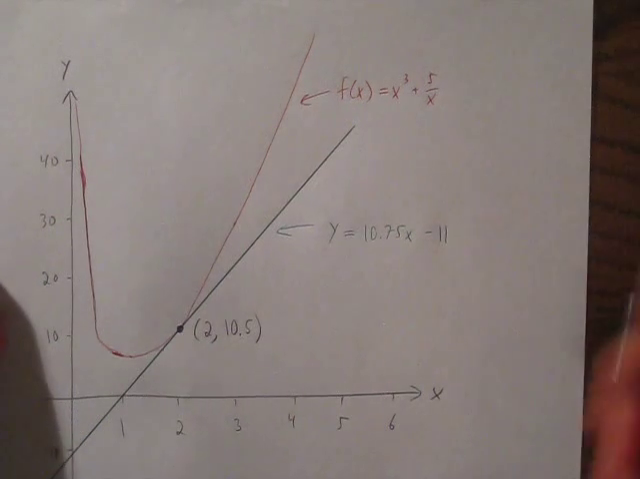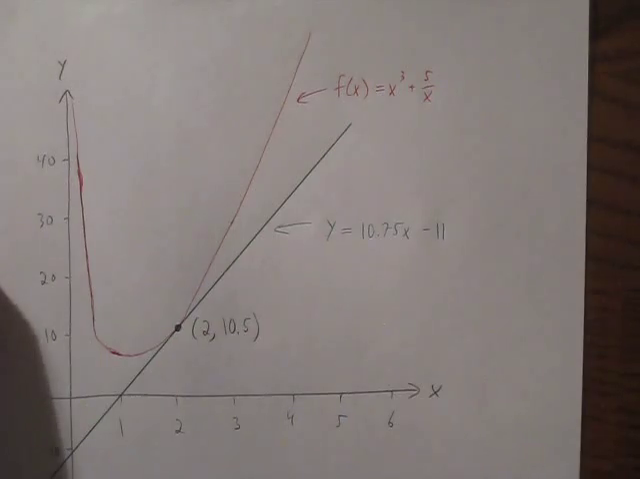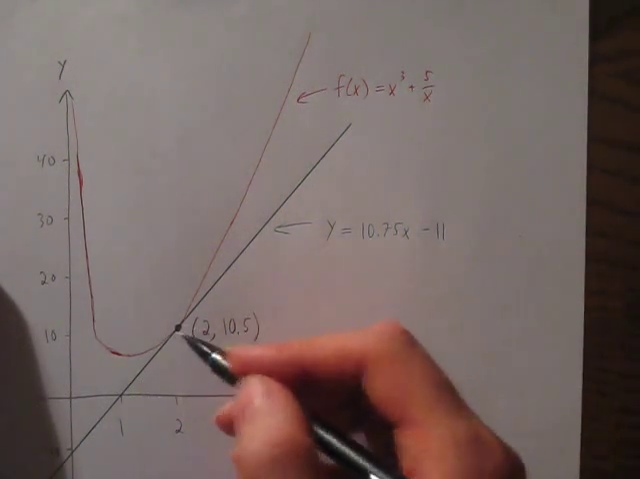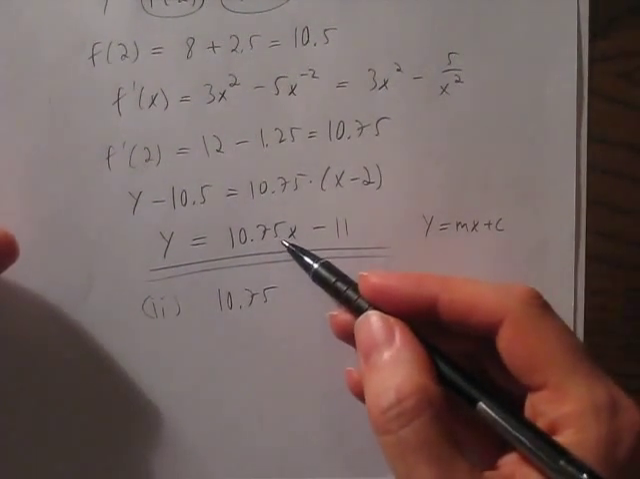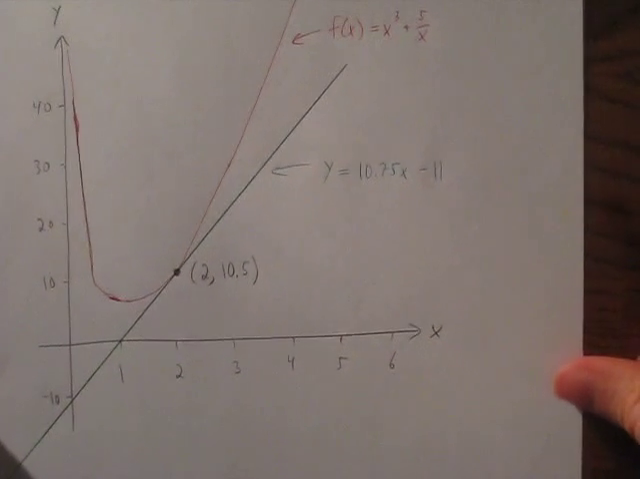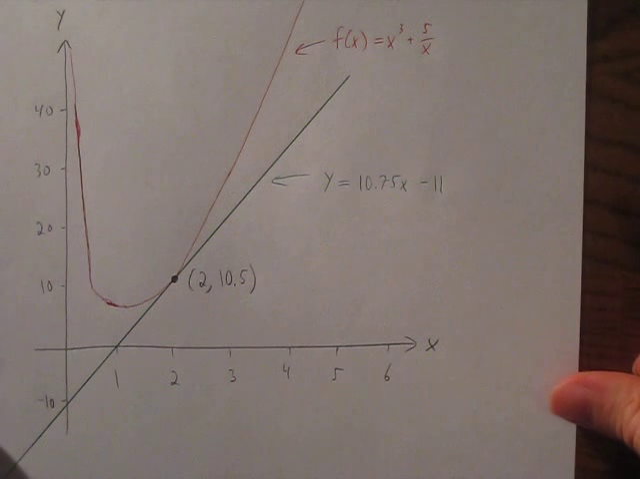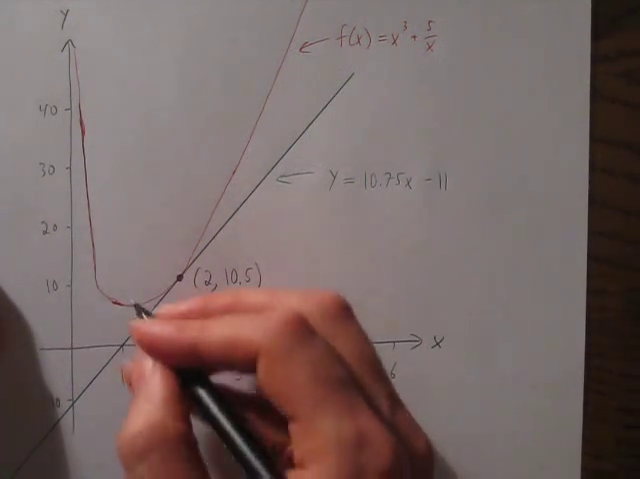That's the red one. Here is the point where x is 2, and remember the y coordinate was 10.5. And I drew this tangent line. It's the line touching the graph at this point. But when I drew it, I used that it was the line with slope 10.75 and y-intercept minus 11. That concludes that exercise.